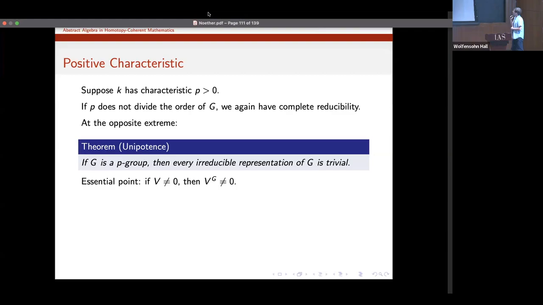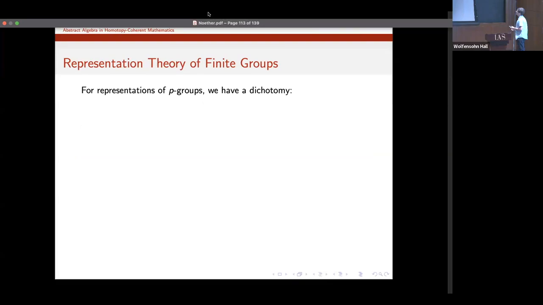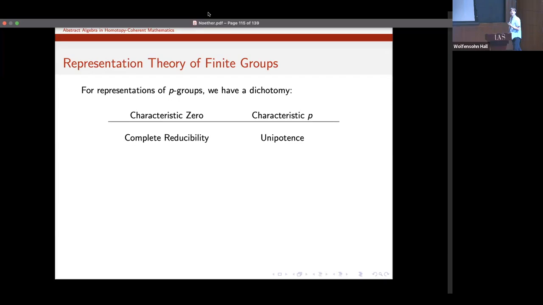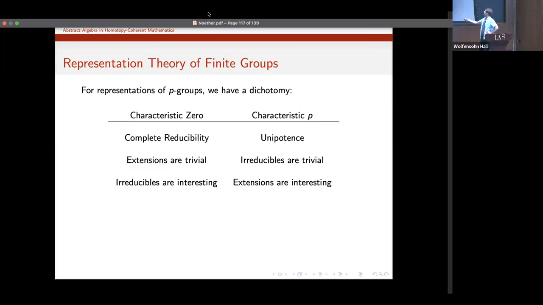So let me just contrast these two stories. For representations, let's specialize to the case of a p-group. In characteristic zero, we have this complete reducibility phenomenon. In characteristic p, representations are unipotent. So what is that saying? In characteristic zero, all extensions between representations are trivial. In characteristic p, all the irreducible representations are trivial. So what's interesting in characteristic zero is the classification of the irreducibles. And what's interesting in characteristic p are the extensions of the trivial representation by itself.